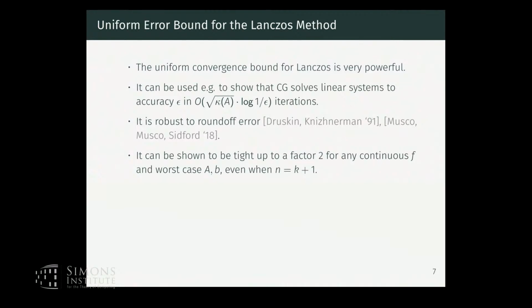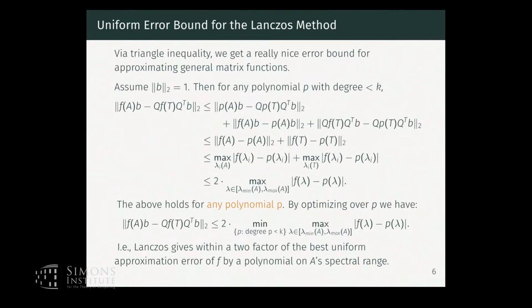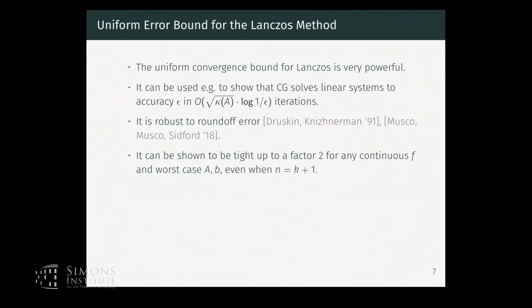This guarantee is robust to round off error. So Lanczos methods are inherently very sensitive to round off error, in the sense that if I have round off error, Q will often be very far from orthonormal, but you can still show that this guarantee holds up to a small factor, which is really nice.